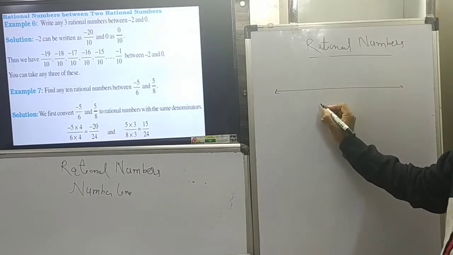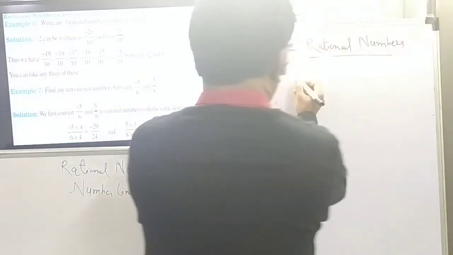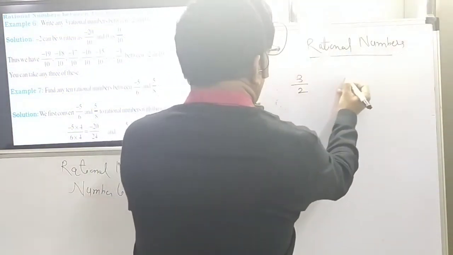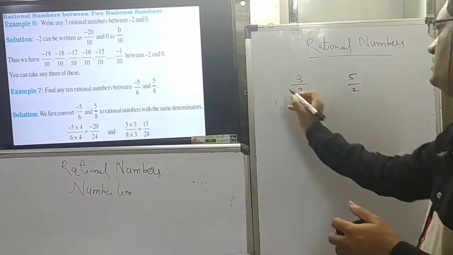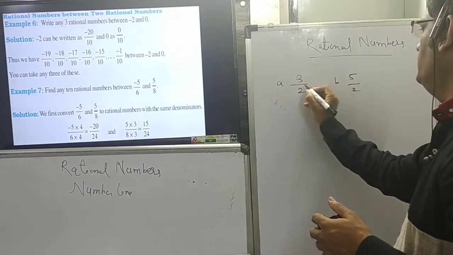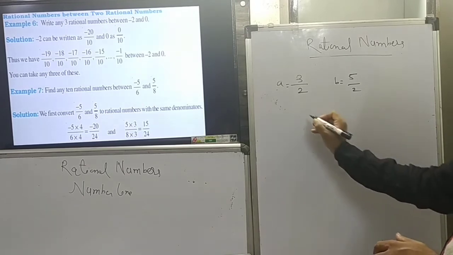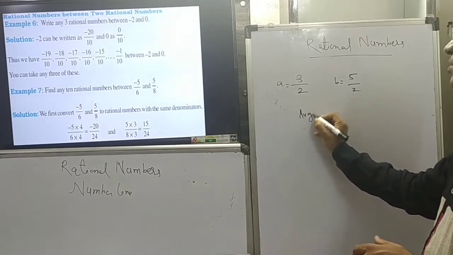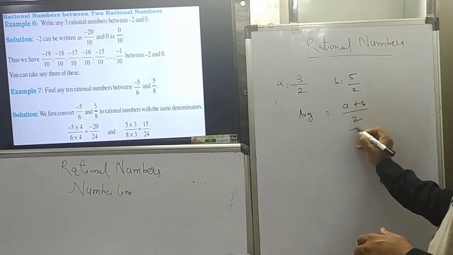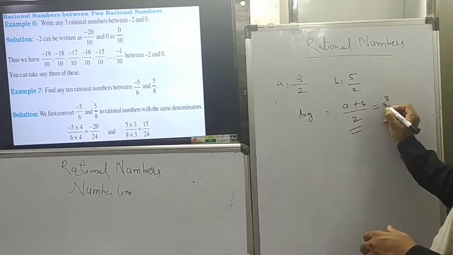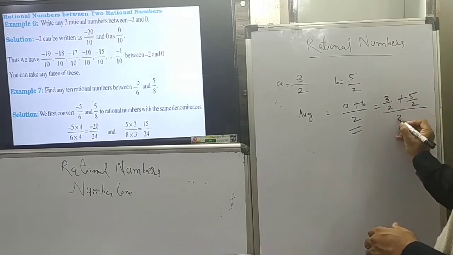Let us do another problem. Let us find a rational number between, say, 3 by 2 and 5 by 2 by this method. Let us say this is A and this is B. Then we can find exactly one rational number between A and B by the method of average. The average of A and B is (A plus B) divided by 2, means 3 by 2 plus 5 by 2, whole divided by 2.